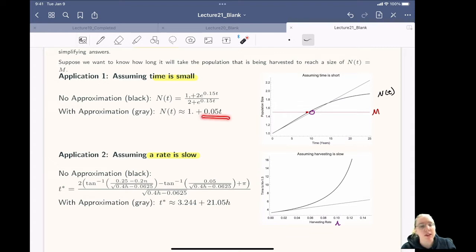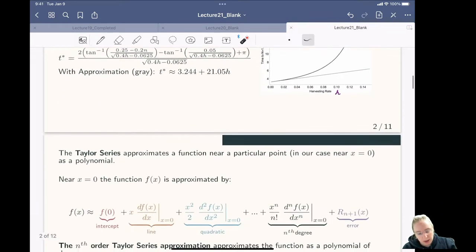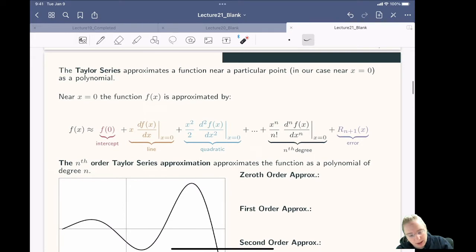So before we assumed that time was short, so we were over here on the plot, and we got a linear expression in terms of time. Or we can assume that a rate is small, so something only happens at a slow rate, and we can get a linear expression like this. How do we get that linear expression? Well, we're going to use derivatives, and we're going to get something called the Taylor series. Taylor series are going to pop up everywhere in your life, and so I really encourage you to understand this as best as possible.